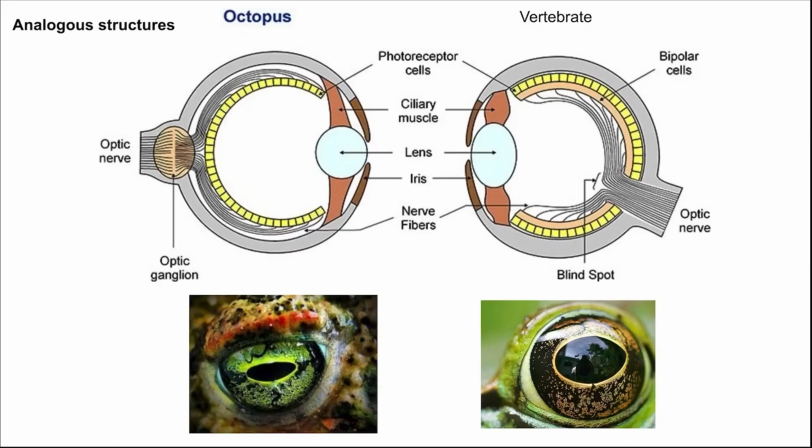The nerve fibers occur behind the photoreceptor cells in the octopus, whereas in vertebrates, the nerve fibers occur in front of the photoreceptor cells. Lastly, the optic nerve separates the photoreceptor cells and creates a blind spot in the vertebrates. In the octopus, the nerve fibers run behind the photoreceptor cells, so they don't have to create a blind spot in order to pass through. On the bottom left is an octopus eye, and on the bottom right is the eye of a frog. Remember that these two examples of eyes have independent lineages and evolve separately.